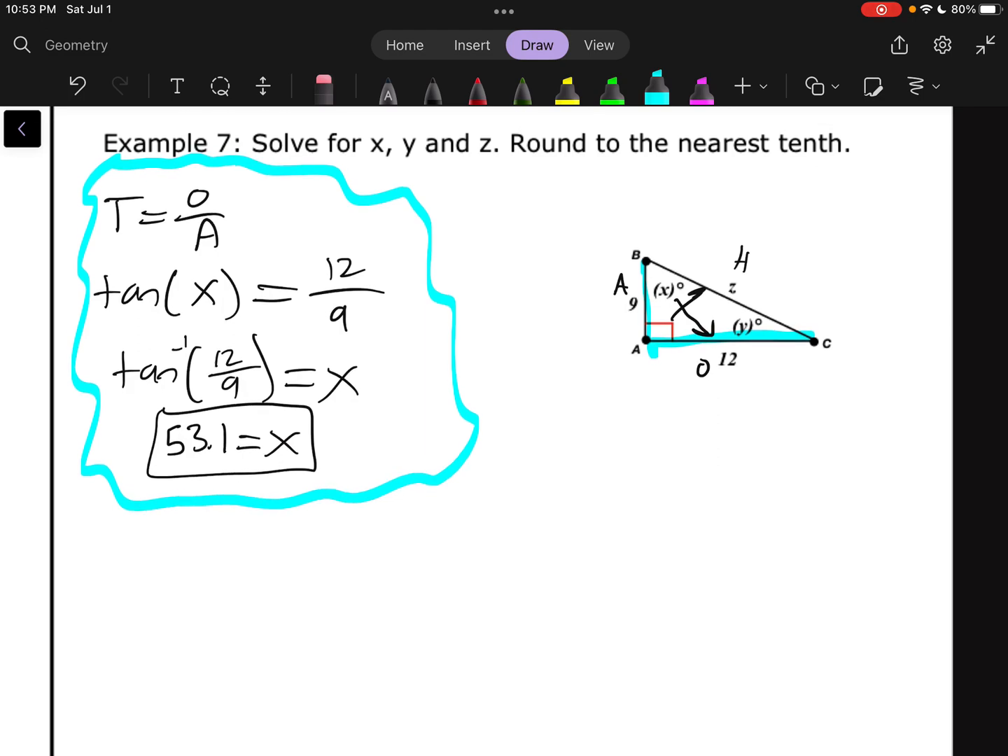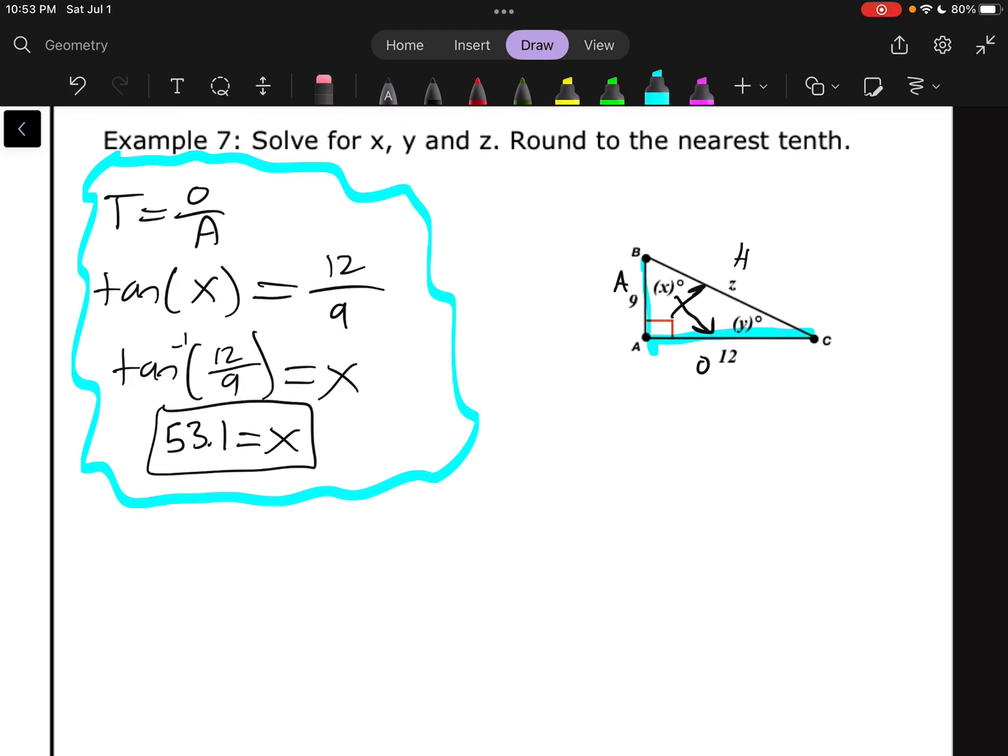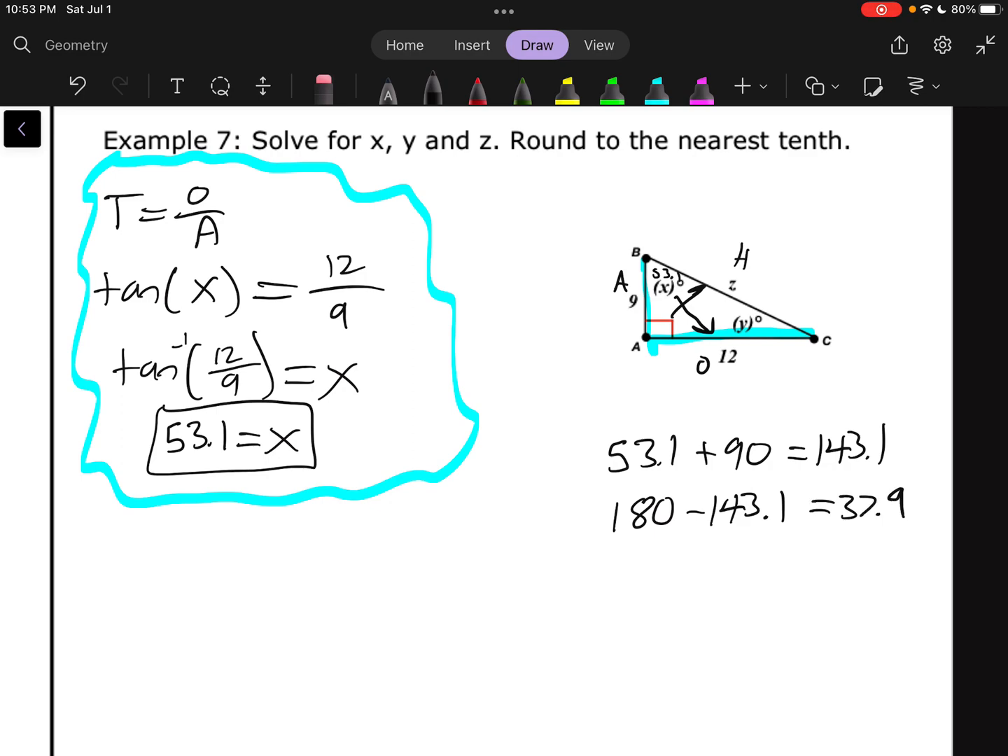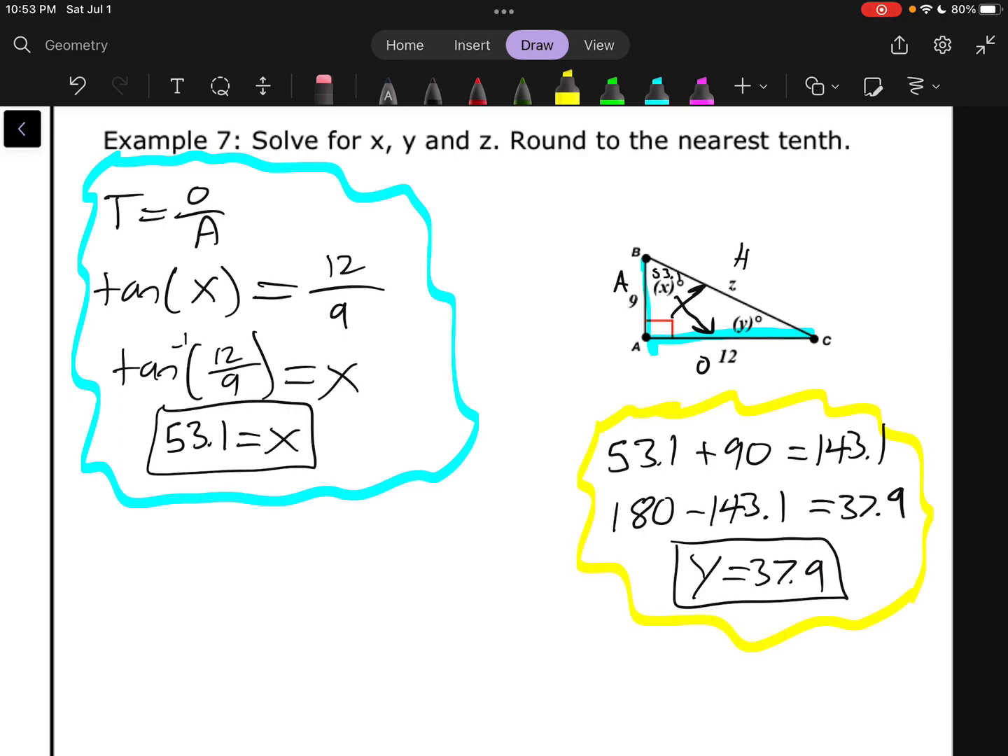Now for y, if x is 53.1, then I can use the triangle sum theorem to add up the 53.1 and the 90, get 143.1, subtract that from 180 to get 37.9. So y should be 37.9. All because there's got to be 180 degrees inside every single triangle.